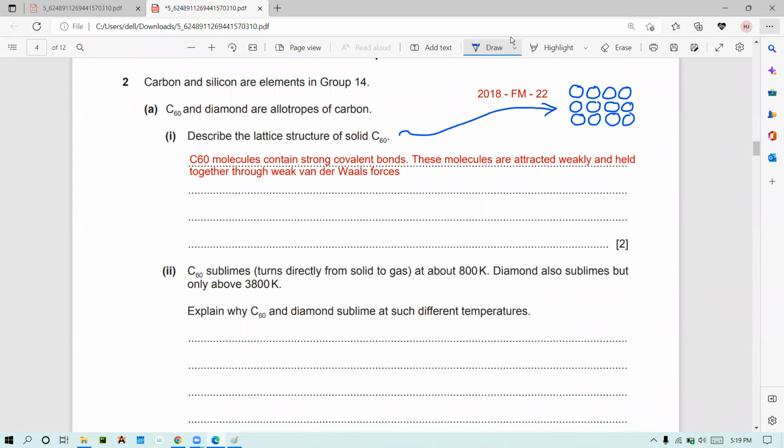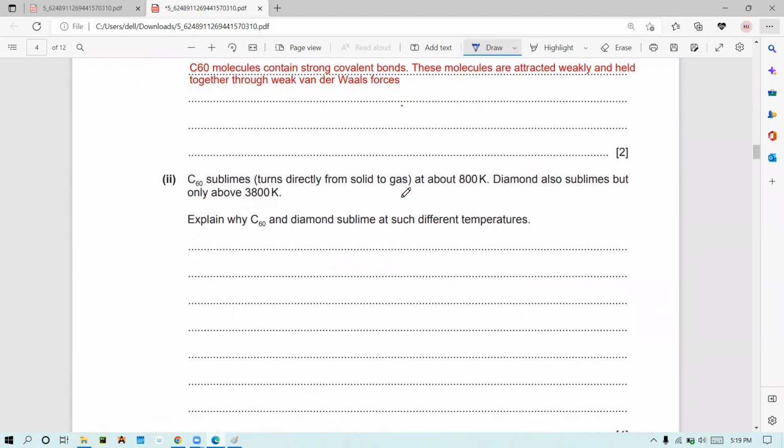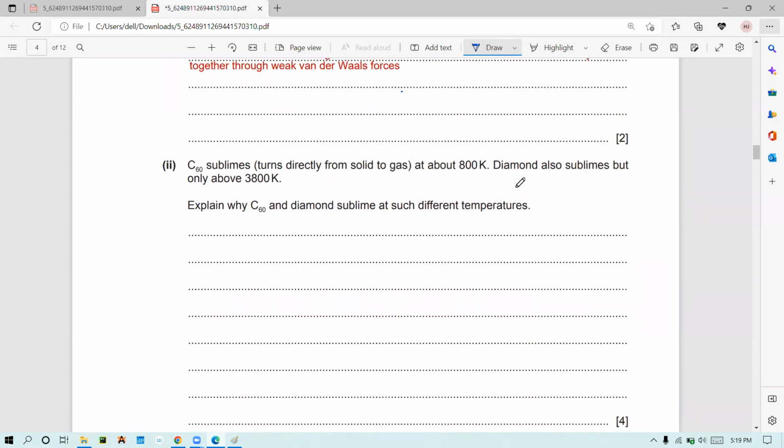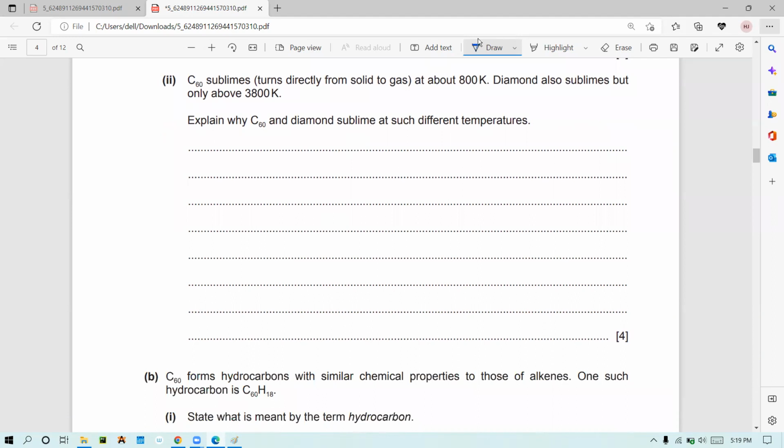And then C60, next question. C60 sublimes, or turns directly from solid to gas, at about 800 Kelvin. Diamond also sublimes, but only at about 3,800 Kelvin. Explain why C60 and diamond sublime at such different temperatures. It's because diamond has only covalent bonds. Buckyballs have van der Waals forces and covalent bonds also.